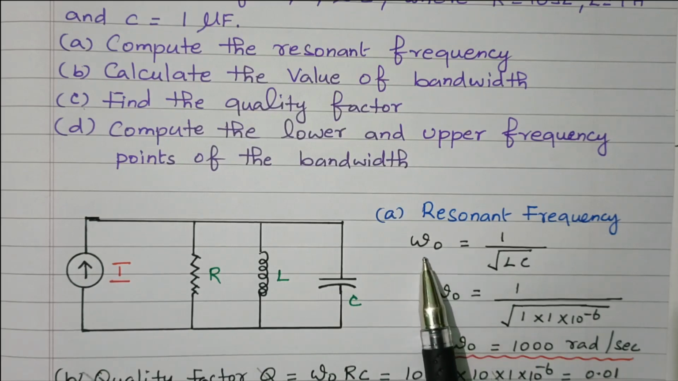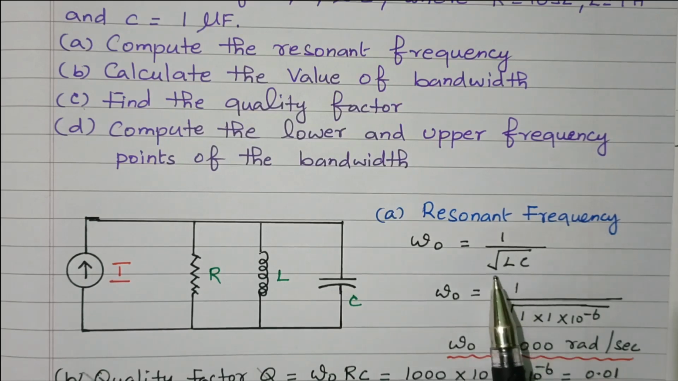Resonant frequency omega naught, the formula is 1 divided by square root of LC. So omega naught equal to 1 divided by square root of L, which is 1 Henry, and C is 1 microfarad, so 1 into 10 to the power minus 6. While simplifying, what we got is 1000 radian per second. So the resonant frequency is 1000 radian per second. Now we'll go to the second parameter.